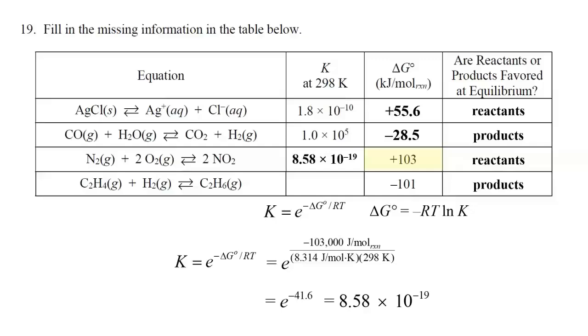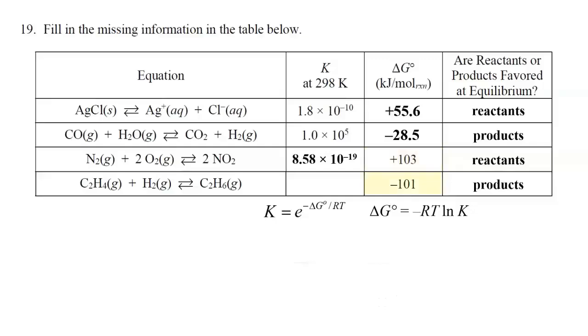Now let's take a look at that last calculation. We have a negative delta G, so we are expecting a value of K that is greater than 1. So again, here's the rearranged version of the equation where I'm solving for K. So I have E raised to that ratio, negative delta G over RT. Because I'm applying the negative sign, a negative times a negative is a positive, that's why I have 101,000. So I took negative 101 kilojoules per mole, I applied the negative sign in the ratio, and I turned kilojoules to joules. So it's 101,000 joules per mole of reaction.